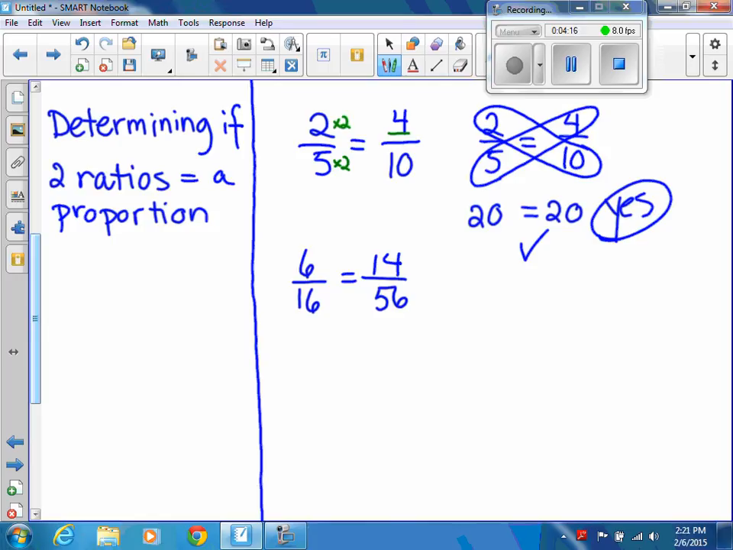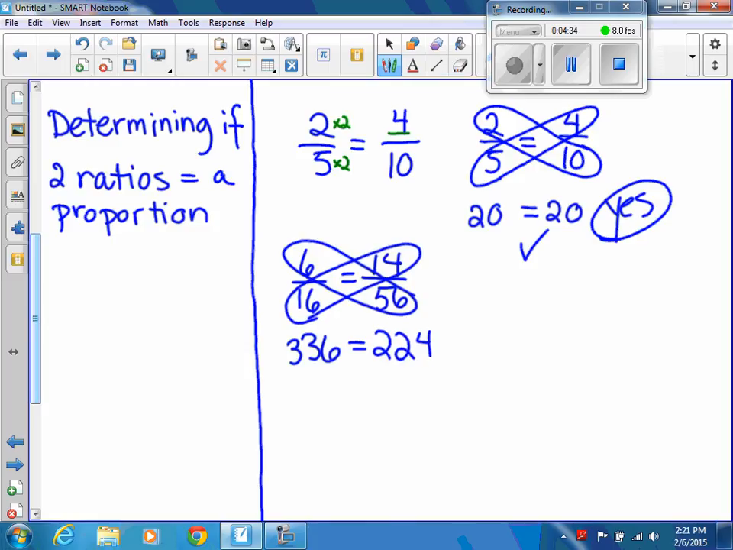So I'm going to again do my butterfly. Okay, 6 times 56 gives me 336. And then it's going to equal 16 times 14. And when I do that math, I get 224. So is that correct? Is it a proportion? No, it's not a proportion. This does not equal each other. Therefore, no, it's not a proportion. So that's literally how we're going to be determining if two ratios are actually a proportion or not.